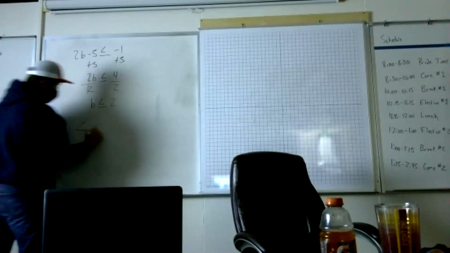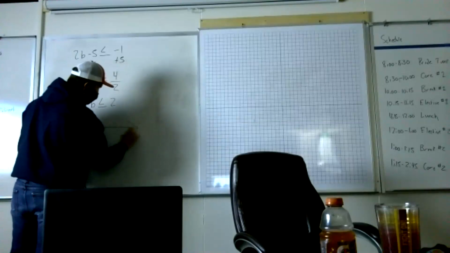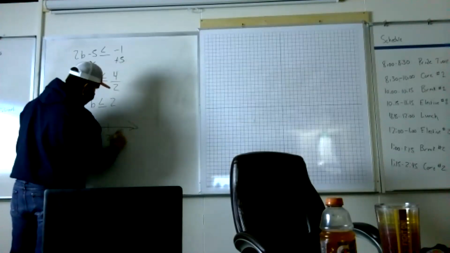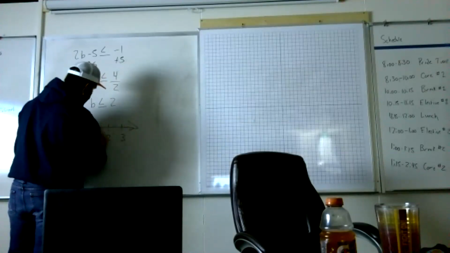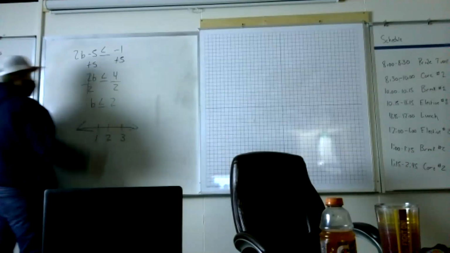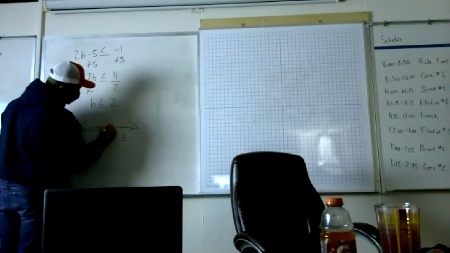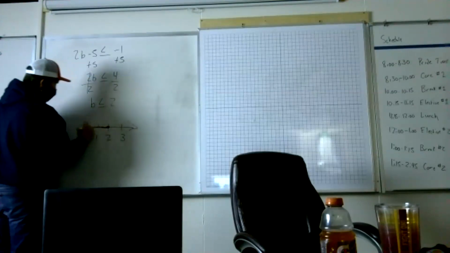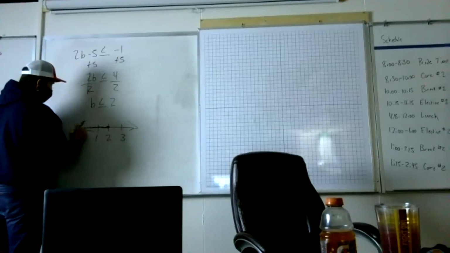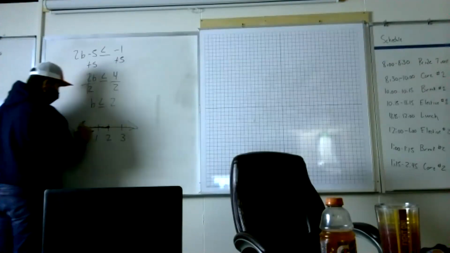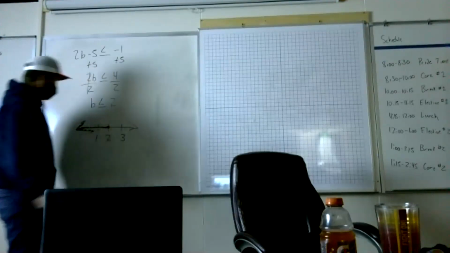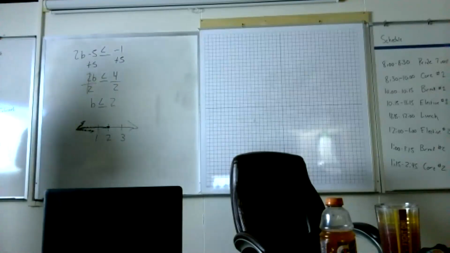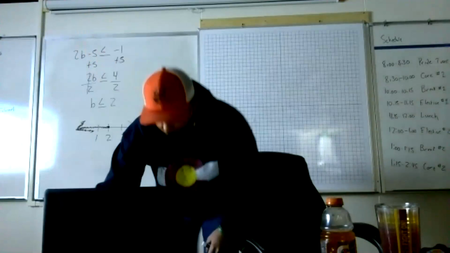So on our number line, 2 is there. That's 3. That's 1. I'm going to have a closed circle on 2 with everything to the left shaded. Should look like that. And that corresponds to answer A of our multiple choice questions.